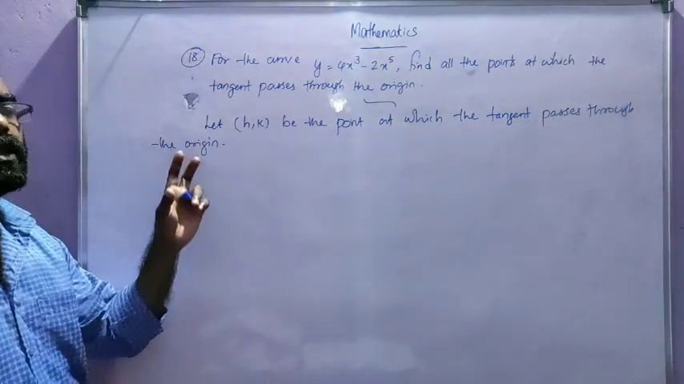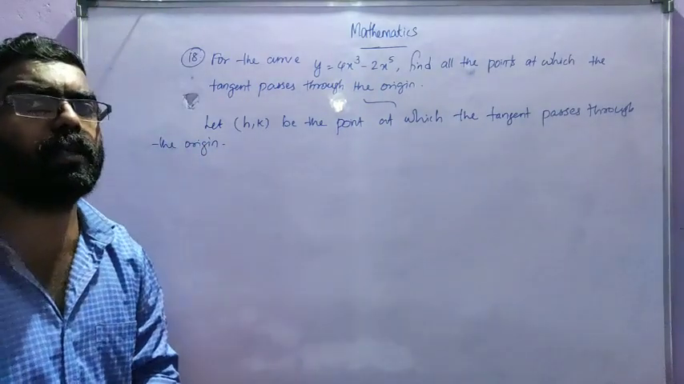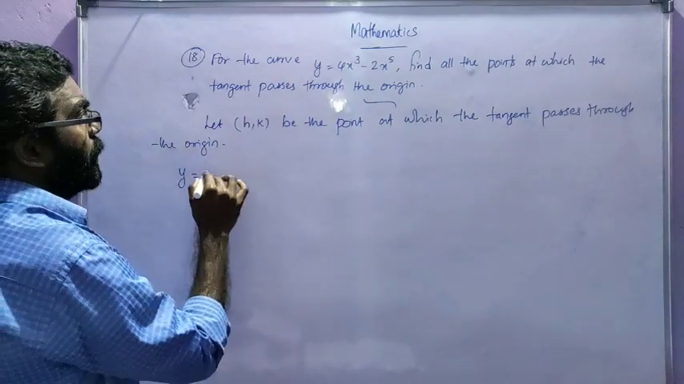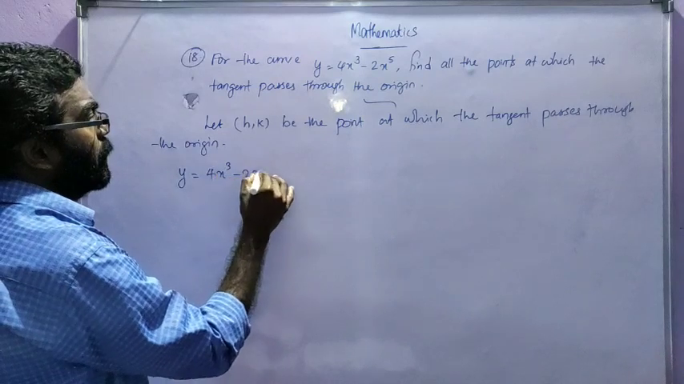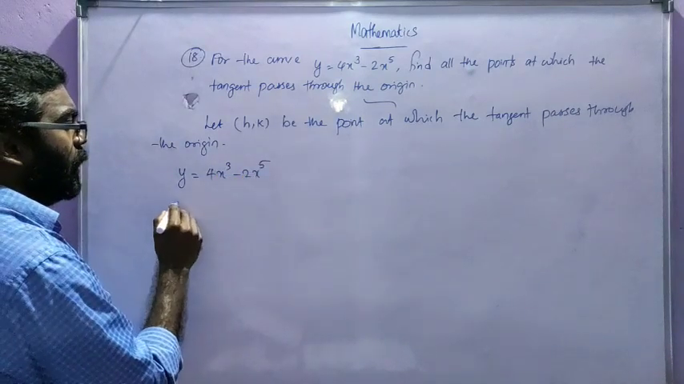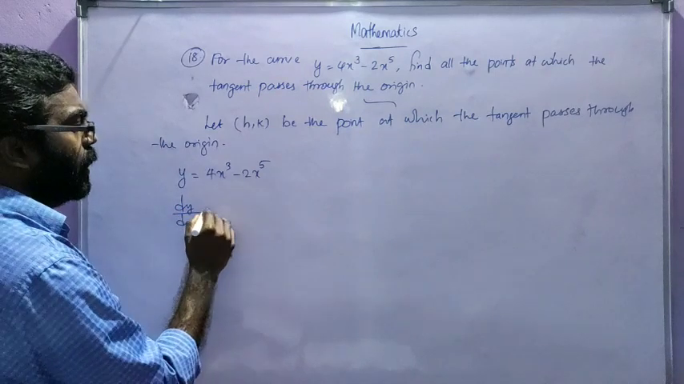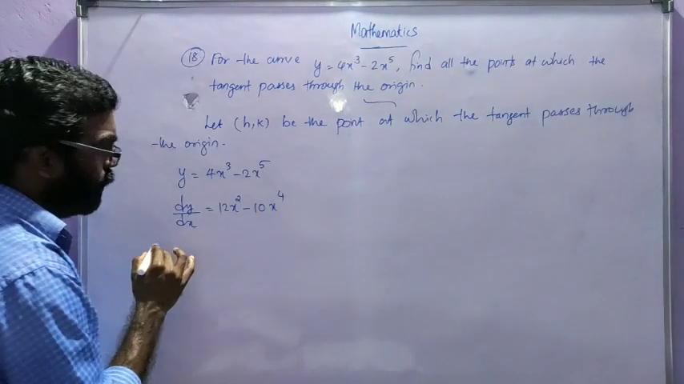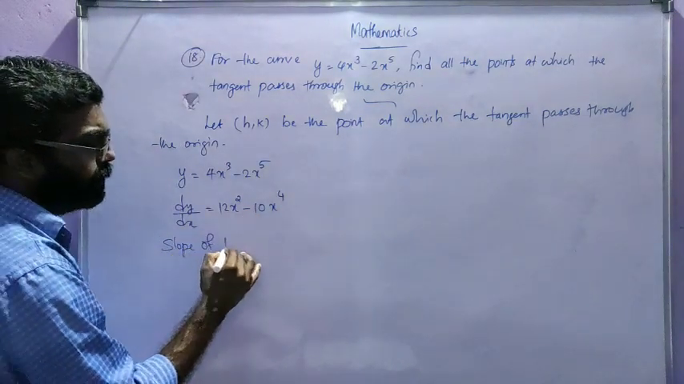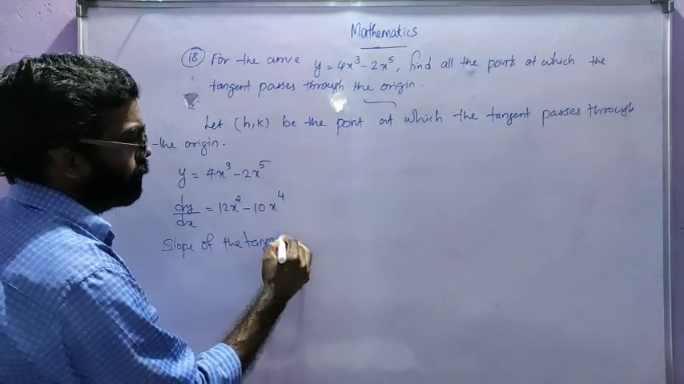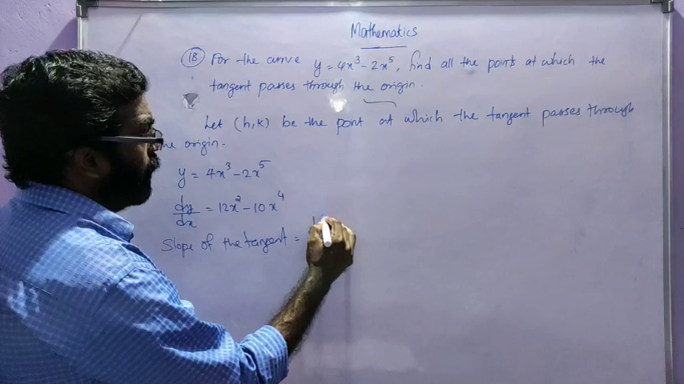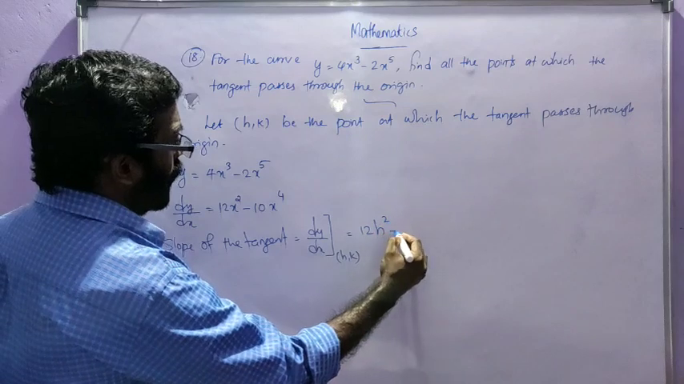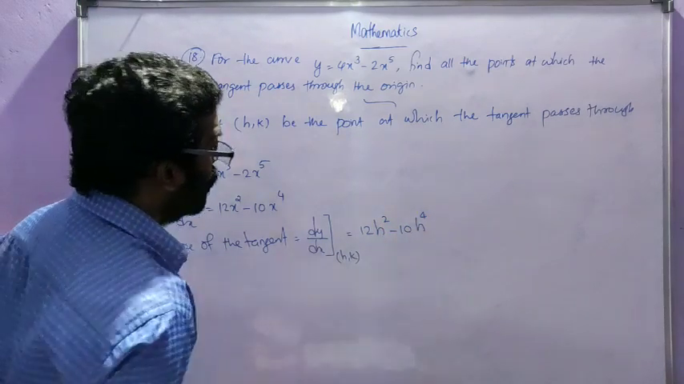Okay, suppose that (h, k) is the point at which the tangent passes through the origin. Now we can write the equation of the curve, y = 4x^3 - 2x^5, and we can find the slope of the tangent, dy/dx. So dy/dx is equal to 12x^2 - 10x^4. Then the slope of the tangent is dy/dx at (h, k), which is equal to 12h^2 - 10h^4.